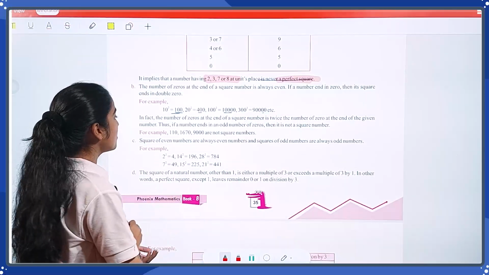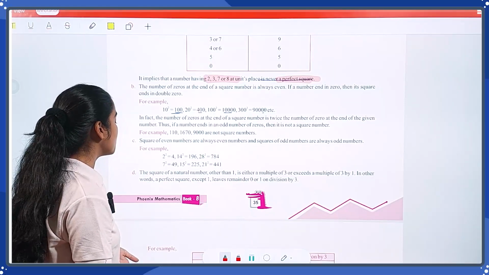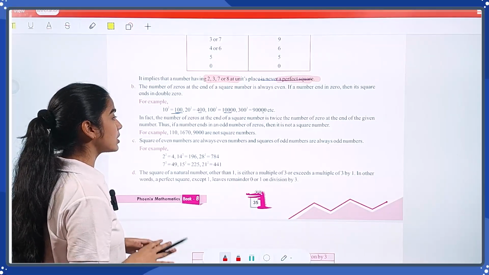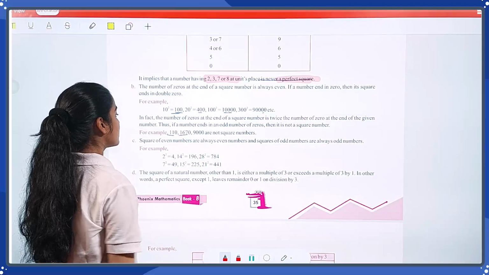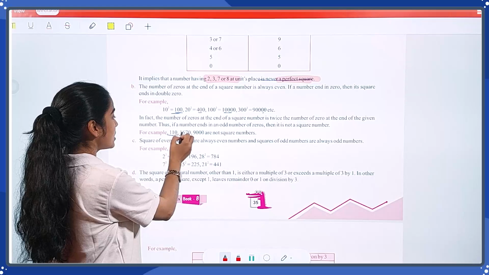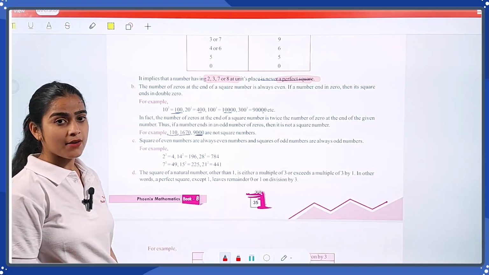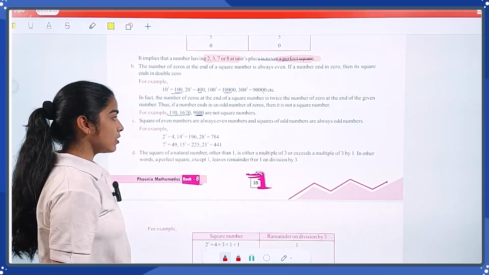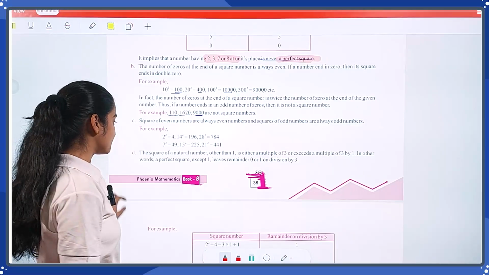Next, in fact, the number of zeros at the end of a square number is twice the number of zeros at the end of the given number. Thus, if a number ends in an odd number of zeros, then it is not a square number. For example, 110, 1670, 9000 are not square numbers because they have an odd number of zeros. We only take square numbers when we have an even number of zeros. Okay. So squares of even numbers are always even numbers and squares of odd numbers are always odd numbers.